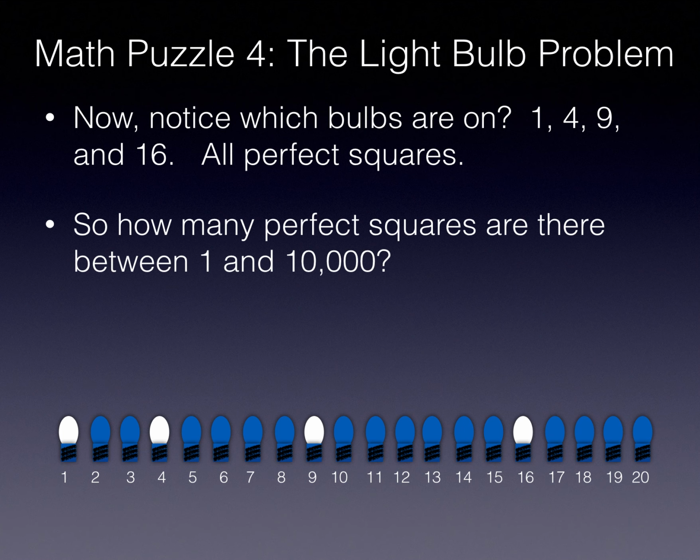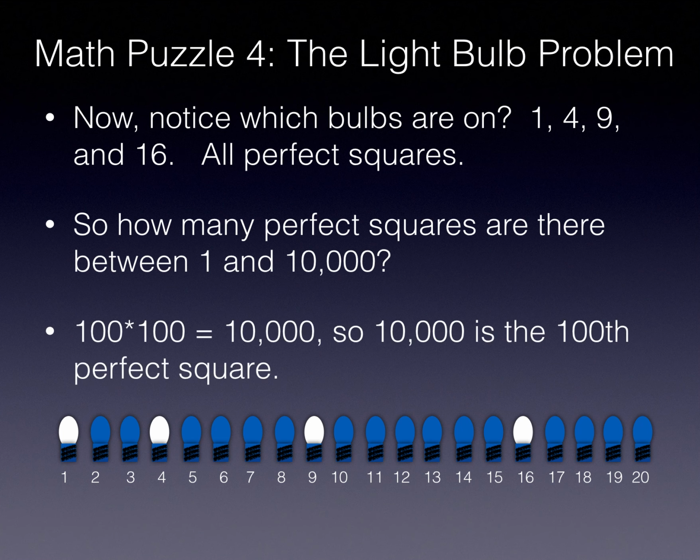So, how many perfect squares are there between 1 and 10,000? That's how many light bulbs will be on. And the answer is 100. 100 times 100 equals 10,000. So 10,000 is the 100th perfect square. So there's going to be 100 light bulbs on.